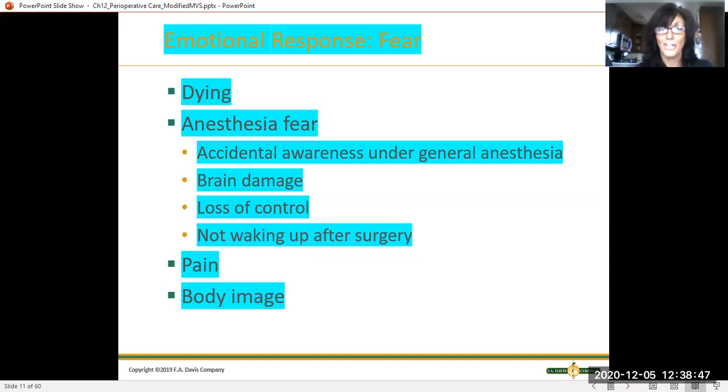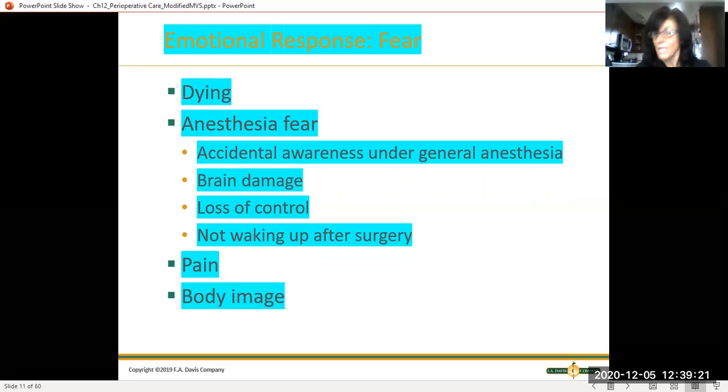Accidental awareness under general anesthesia, which, by the way, isn't a common thing. People are afraid that they will be brain damaged because of the anesthesia. They'll be afraid that they'll have a total loss of control. Am I going to have a problem with my urine, my bowels? Or that they won't even wake up after surgery. Okay, so these are all kind of valid fears that people have. People are afraid of pain. Oh my God, is this going to hurt? Or afterwards, when I wake up, am I going to be in horrible pain?